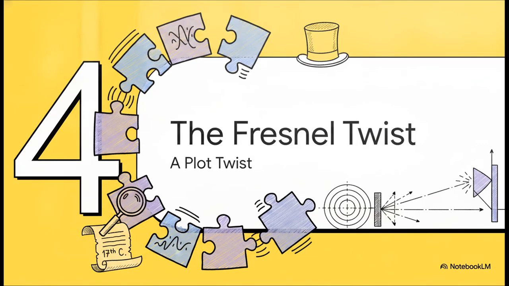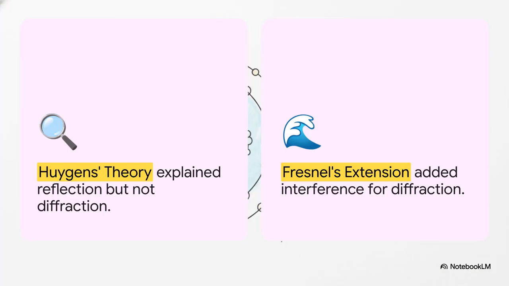Which brings us to section 4, the Fresnel plot twist. Science is this massive iterative process. While Huygens brilliantly solved reflection and refraction with his wavelets, his original theory actually had a pretty critical gap in it for over a century. It couldn't fully explain diffraction, the way light bends around sharp edges or spreads out through tiny slits. For exactly 130 years, from 1690 all the way to 1818, this was a huge mystery.